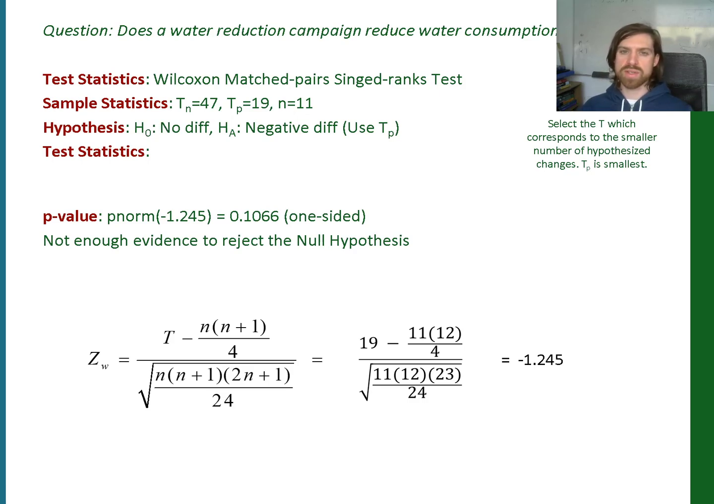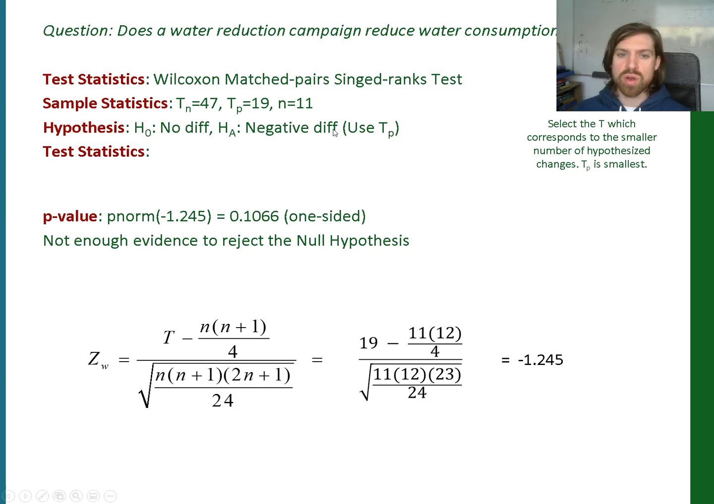So the null hypothesis is that there's no difference between the amount of water consumed before the assessment period and after the information campaign had been implemented. Whereas the alternative hypothesis is essentially that we would expect there to be a negative difference. So we expect water consumption over time as a result of this campaign that's been carried out to decrease.